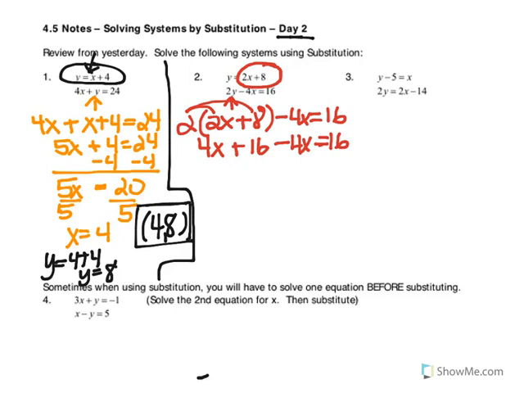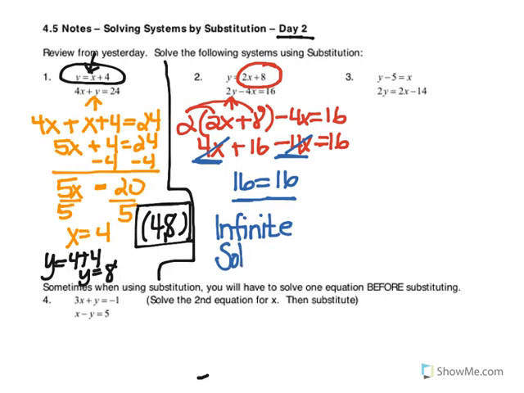So let's combine like terms over here. We have a plus 4x and we have a minus 4x. Those cancel out. So we're left with 16 equals 16. And so when our variable completely disappears like this, and we're left with two numbers, we need to ask ourselves, is this a true statement? And it is. 16 does equal 16. So we're going to say infinite solutions. There are infinite solutions to this system.